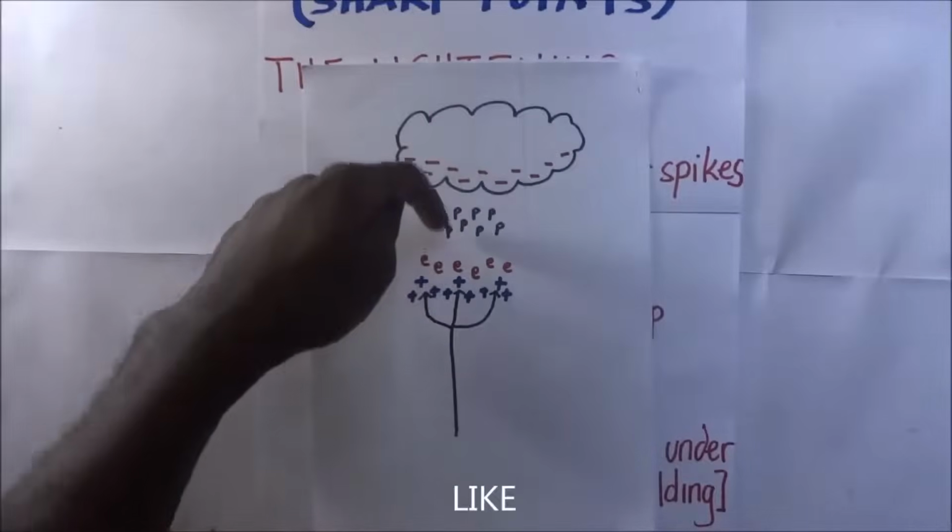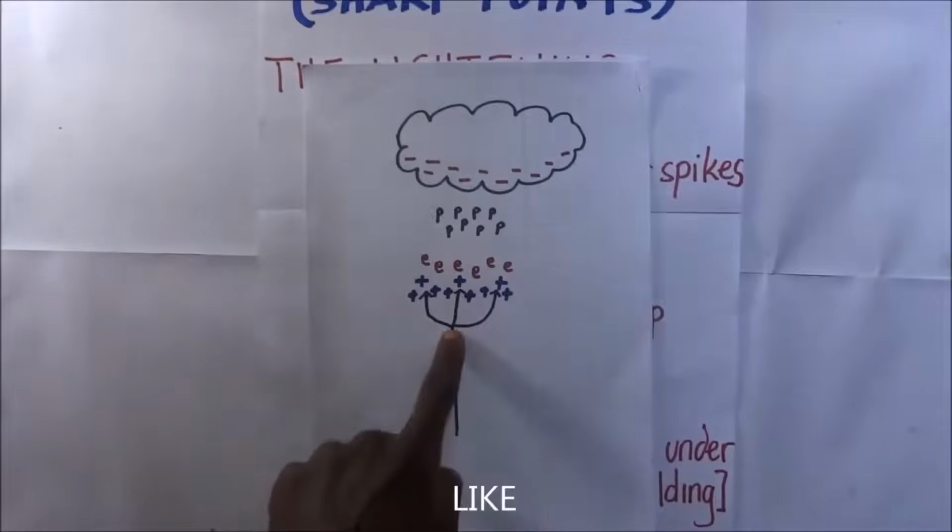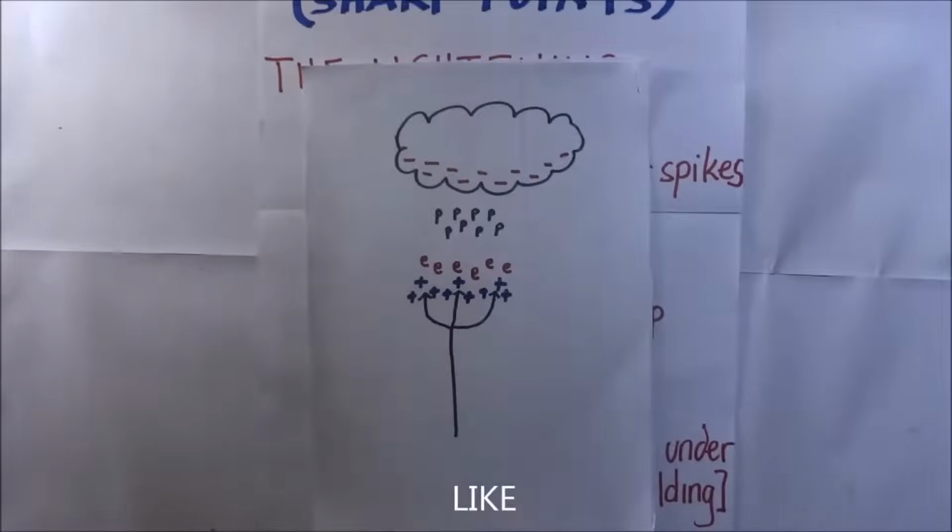The negative electrons are attracted to the spikes. As a result, the electrons from the cloud are safely conducted to the ground, and this prevents lightning from striking the building.